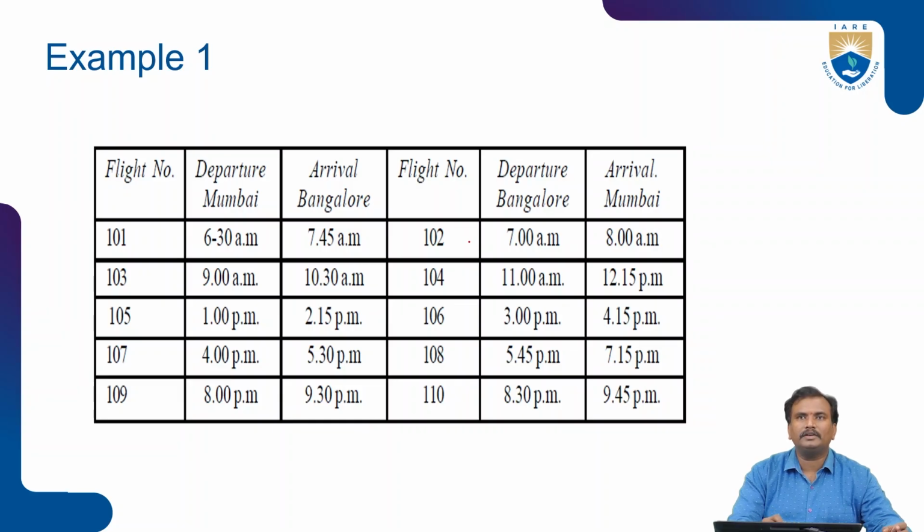And the flight numbers 102, 104, 106, 108 and 110 depart from Bangalore and arrive at Mumbai. These are the different timings: 7 a.m. to 8 a.m., 11 a.m. to 12:15 p.m., 3 p.m. to 4:15 p.m., 5:45 p.m. to 7:15 p.m. and 8:30 p.m. to 9:45 p.m. So these are the different flights which move from Mumbai to Bangalore and Bangalore to Mumbai, with the same plane being used. Flight 101 takes the flight number 102 when it moves back from Bangalore to Mumbai.